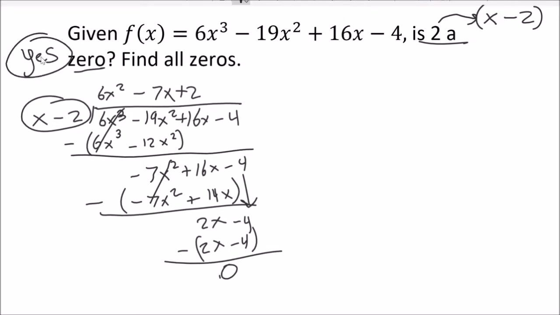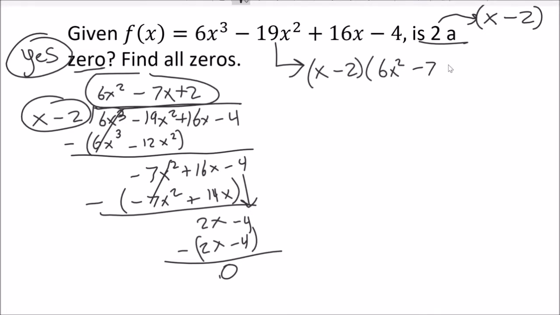Now, here's what that means. That means another way of writing f of x is x minus 2 multiplied by this guy, 6x squared minus 7x plus 2. So this is why I'm saying this is a trick to help us factor. We've used this little piece of information and our skill of long division. We actually have factored this polynomial into something linear and quadratic. So we look at that and we go, hey, nice.